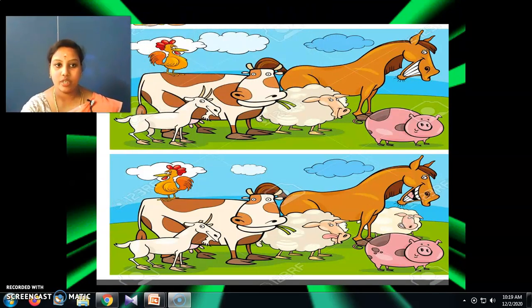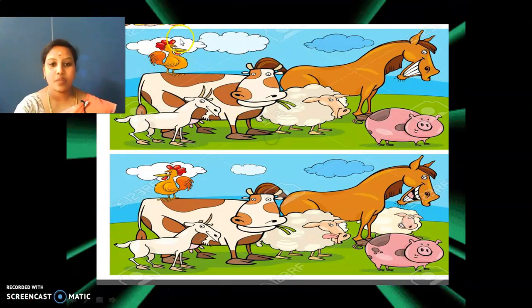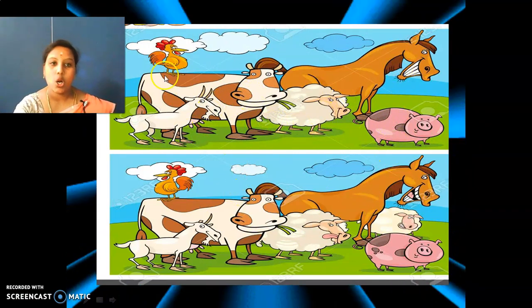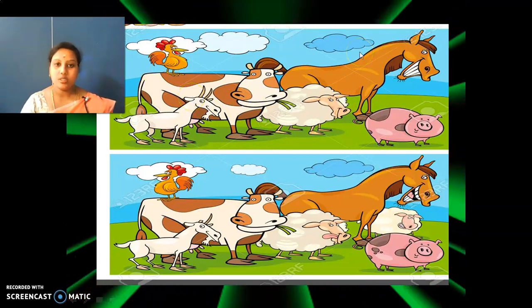The next one. Here also you are going to find out the differences. Okay. See here. Here you can see cow, goat, sheep, pig, horse and hen. These you are going to find. So now what I want you to do is observe. Now let me know. Look into the pictures carefully, spot the difference and then let me know. I hope you all are observing the picture. You are able to find it out. Correct?